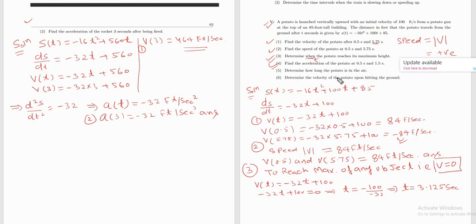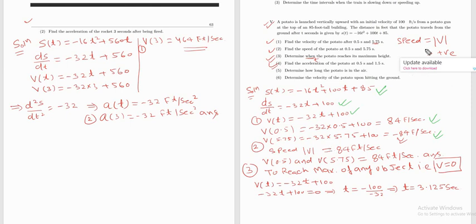Find the velocity of the potato at this point. So again we need to write the function s(t). Velocity means differentiate this one. So minus 16 multiplied by 2 means minus 32t plus 100. This is your velocity. So v(t) is equal to this. He is asking to find the velocity at this point and this point. So v of 0.5 is 84, when you replace minus 32 times 0.5 plus 100 is 84. V of 7 point, that means minus 32 multiplied by this plus 100 means minus 84 feet per second.